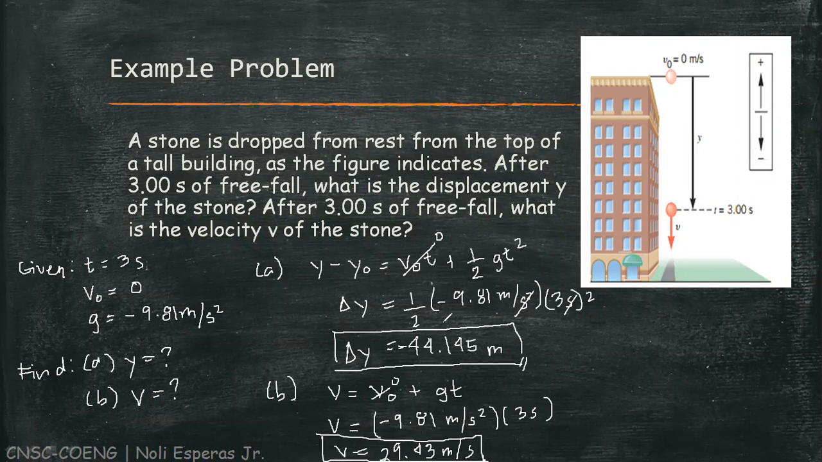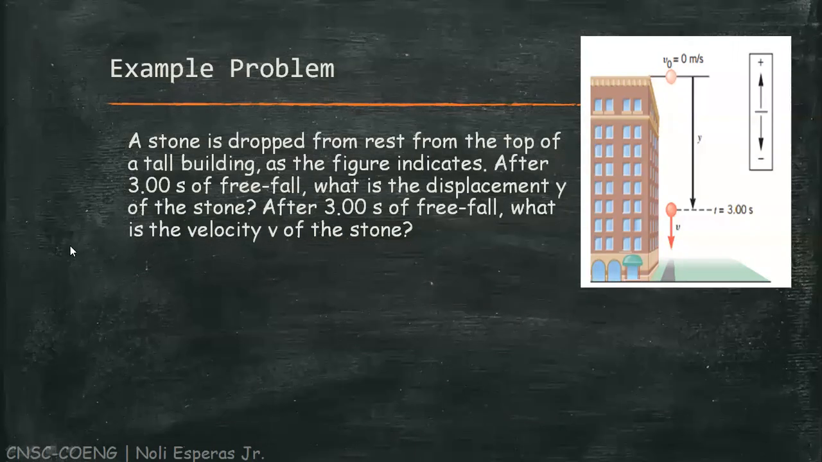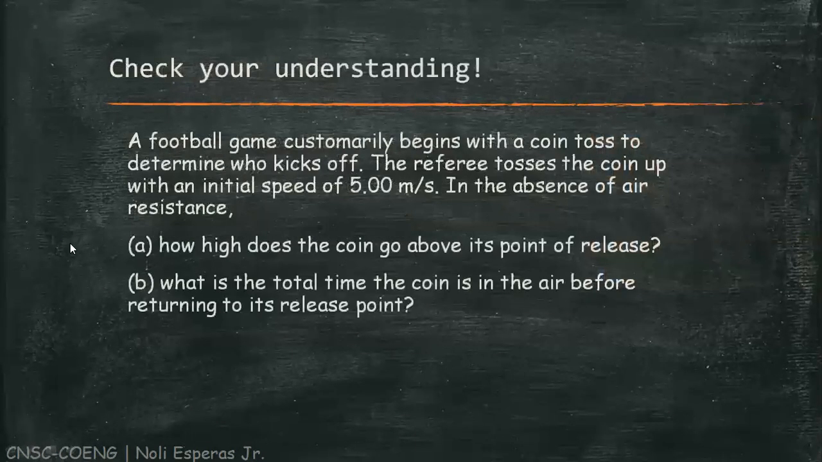So that's how we analyze free fall. Again, we're just going to use the four motion equations with a constant acceleration. And instead of using a, we're going to use g to represent the acceleration due to gravity, which is equivalent to negative 9.81 or negative 32.2, since it is directed downward. So now, let's check your understanding. Try to solve this problem.